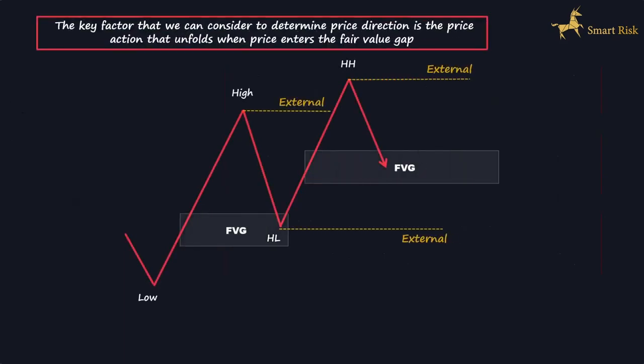The key factor that we can consider to determine price direction is the price action that unfolds when price enters the fair value gap. If the price respects the fair value gap and shows a rejection towards the upside, it suggests that the price will likely aim to move upward to reach the most recent buy-side liquidity, which is accumulated above the recent high. Conversely, if the price does not show a reaction upon reaching the fair value gaps, it indicates that the price is more likely to move downward to target the sell-side liquidity accumulated below the recent low. To solidify our understanding of fair value gaps, let's see how we should identify them on the chart.